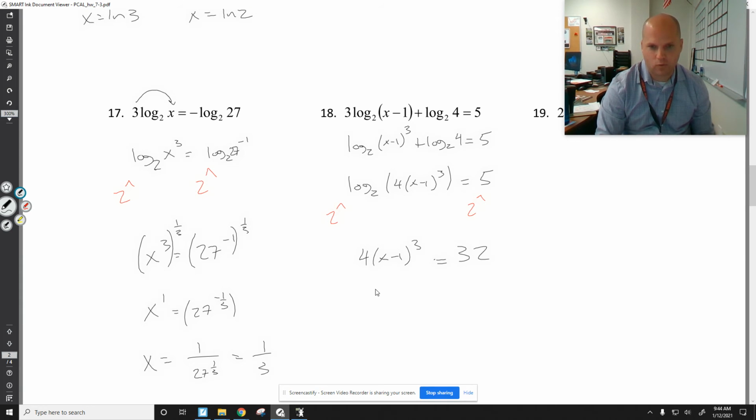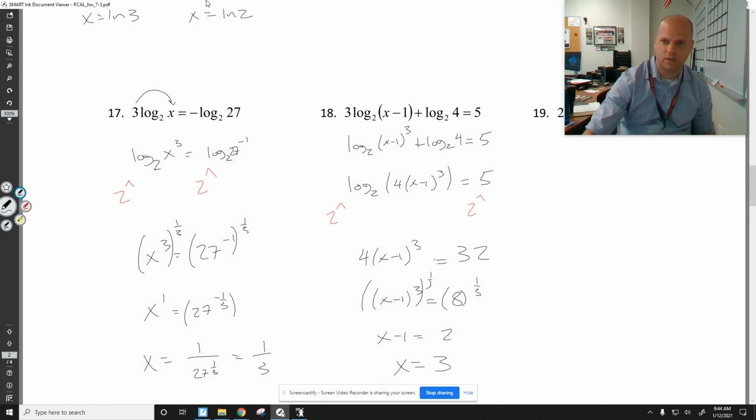Solve. Divide by 4 now. Get rid of the 4, then we'll get rid of the cube. 32 divided by 4 is 8. Cube root both sides, that's the same as a 1/3 power. We know what the cube root of 8 is. It's 2, 2, 4, 8. So I get x minus 1 equals 2. I can add 1, x is equal to 3. It's a good problem. It gives you a nice number.